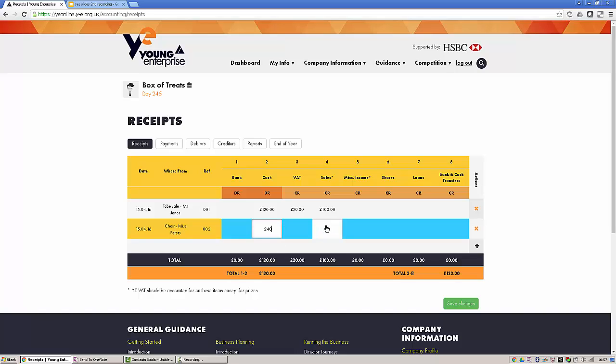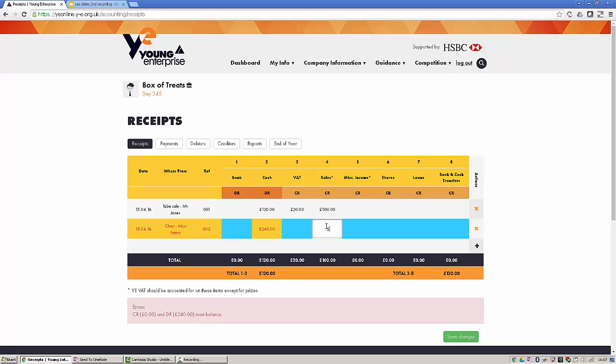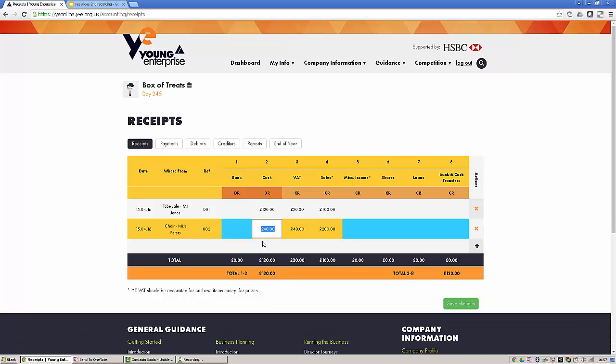The chair, the sale value for us is £200. And the VAT value this time is £40. So now I've balanced off the debits and credits. I've got no error signs. I can just click Save Changes.